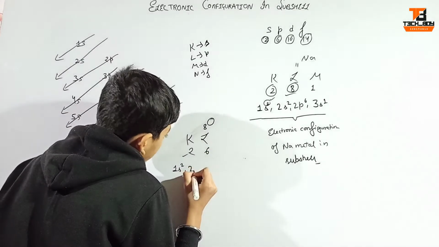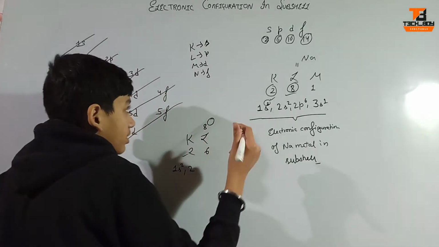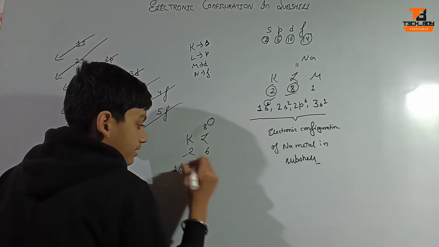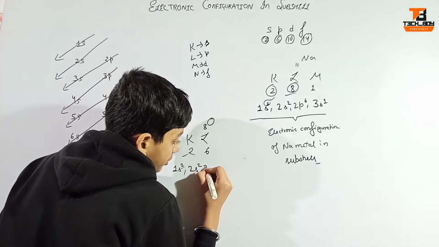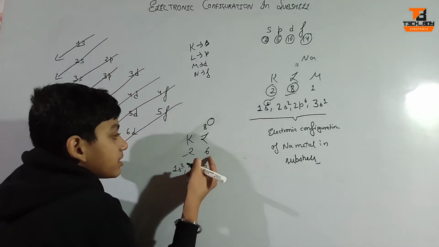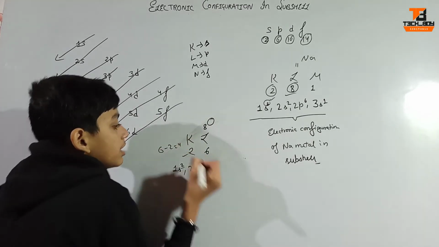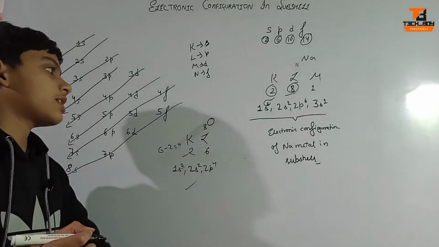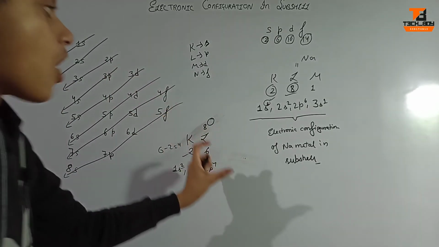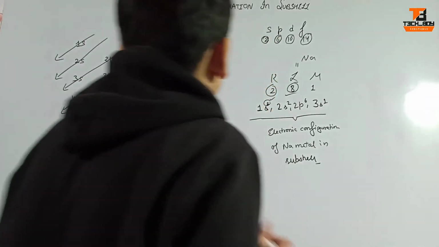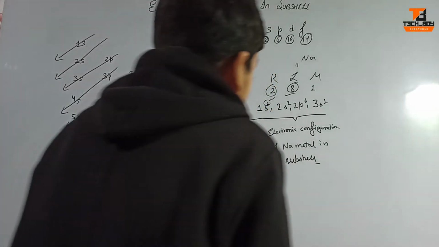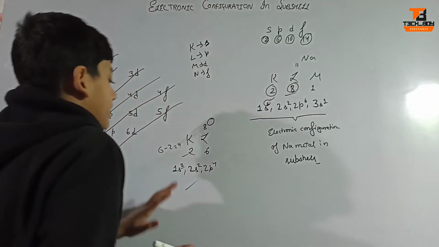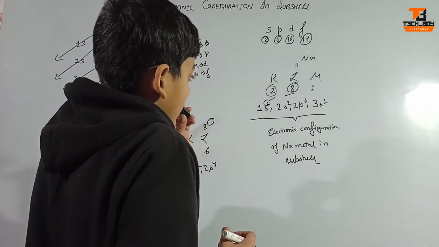For the second shell, starting again with S. We want 6, so what will we do? We will write 2S2, then we will write 2P. And how much is remaining? 6 and here 2, so 6 minus 2 is 4. So 2P4. So this is the electronic configuration in subshell of oxygen. Oxygen is a non-metal, because it is a gas at room temperature. Okay, done.